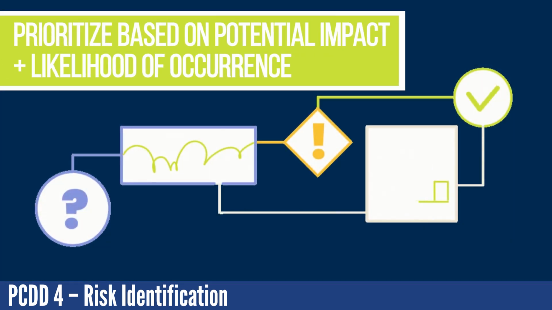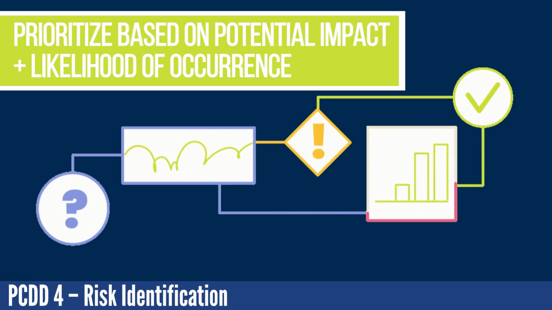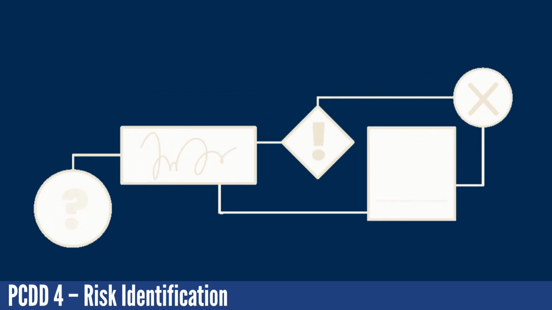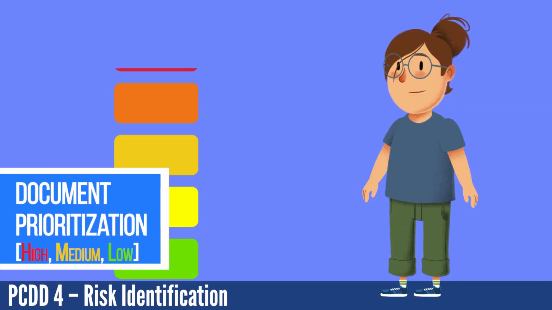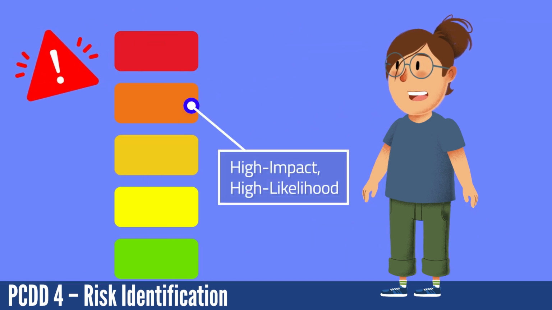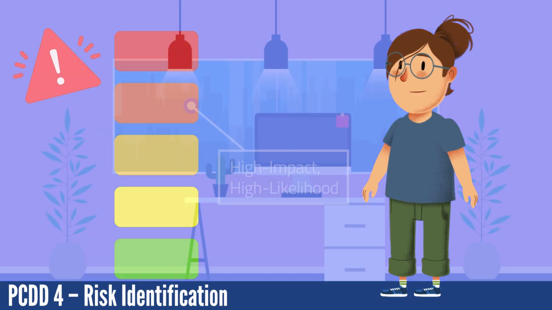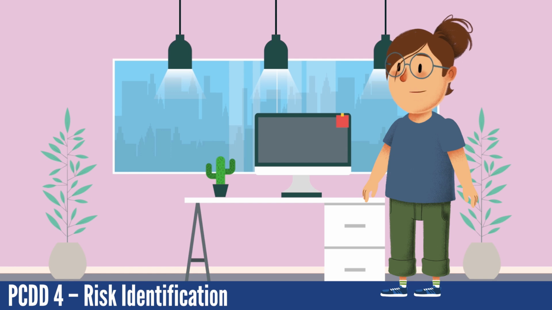Once risks are identified, prioritize them based on their potential impact on your organization and the likelihood of their occurrence. Document the prioritization for each risk in a high, medium, or low risk rating. High impact, high likelihood risks should be addressed with urgency, thus should be noted as a high risk. Risk rating should be in line with your organization's risk management methodology.